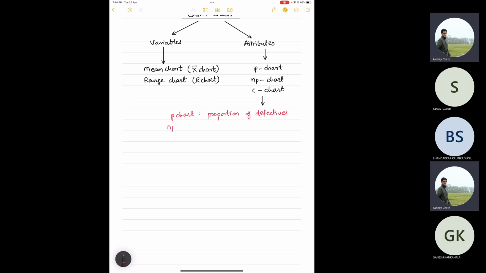And the NP chart is for the number of defectives. It starts with N, so you can remember it as the number of defectives. And the C chart is for the number of defects per unit. This is not defective, okay? This is the number of defects. So you should remember this.